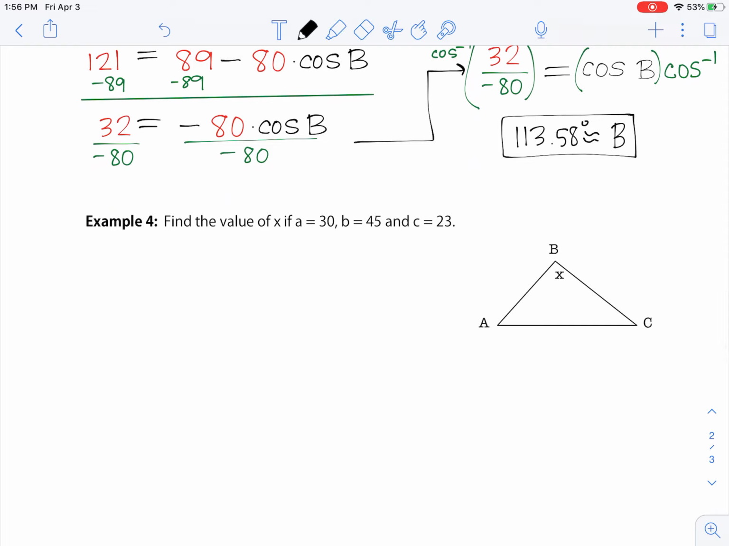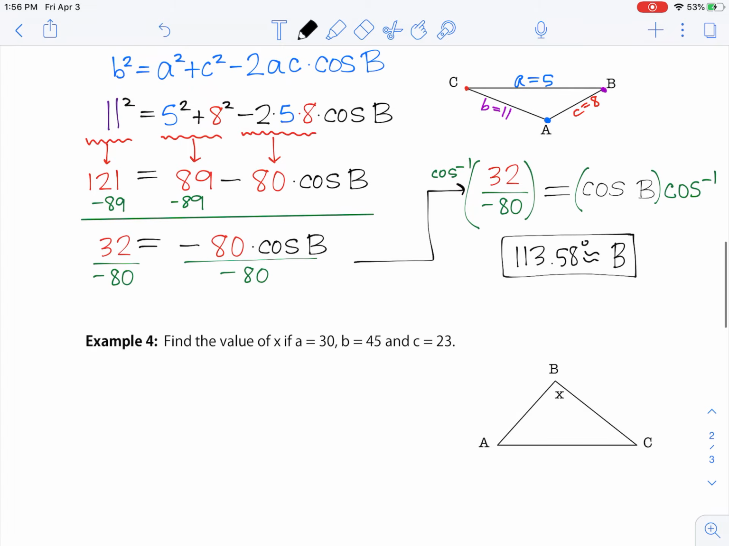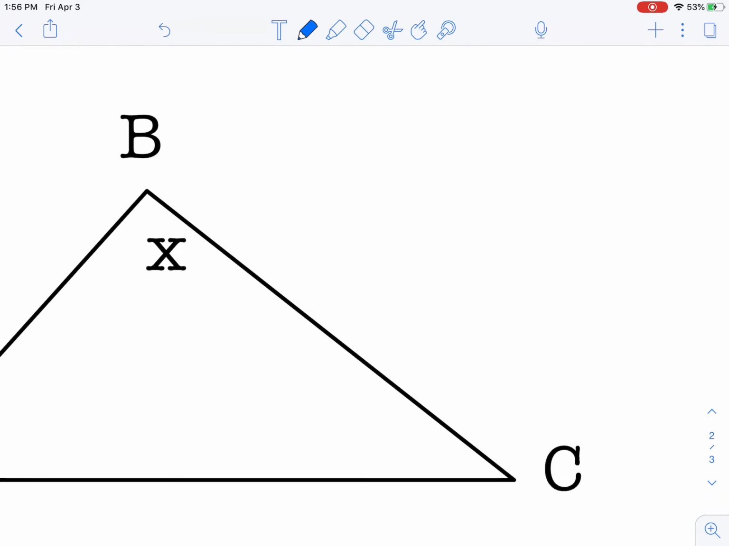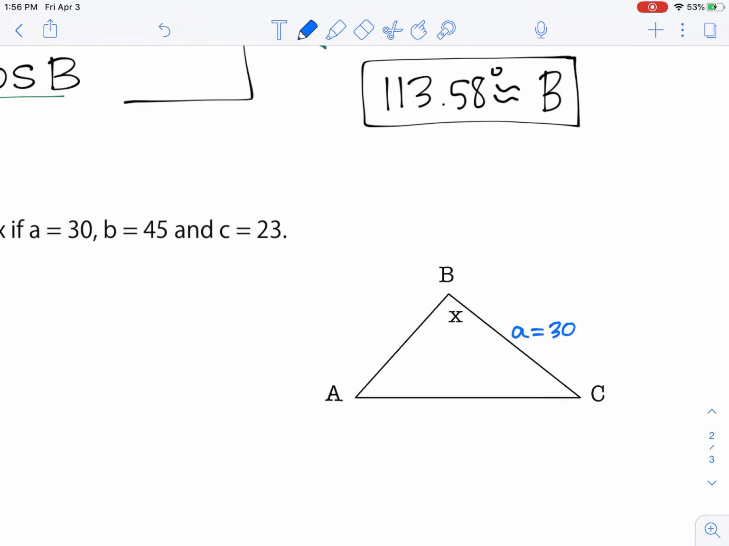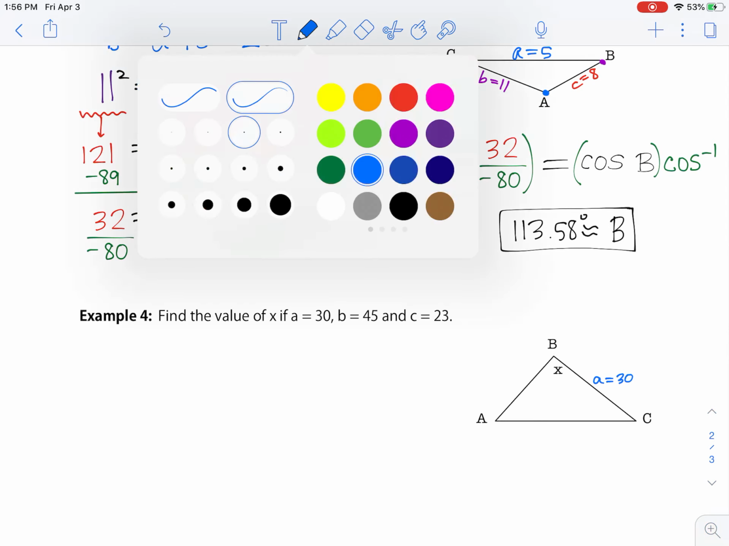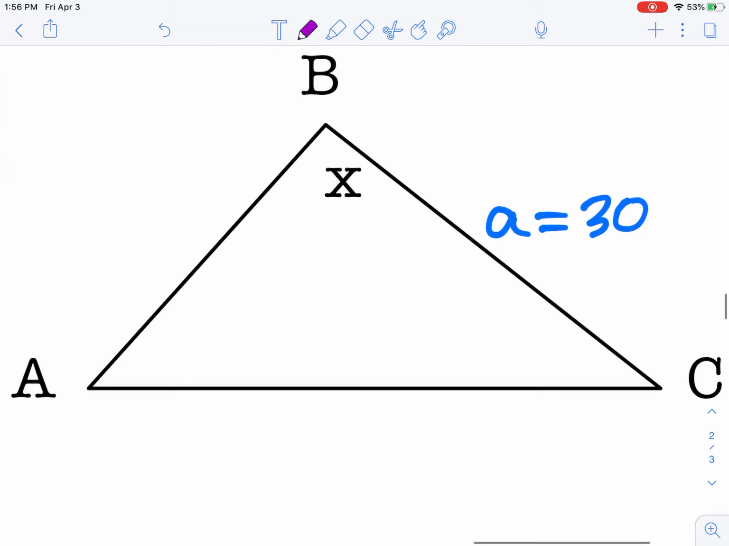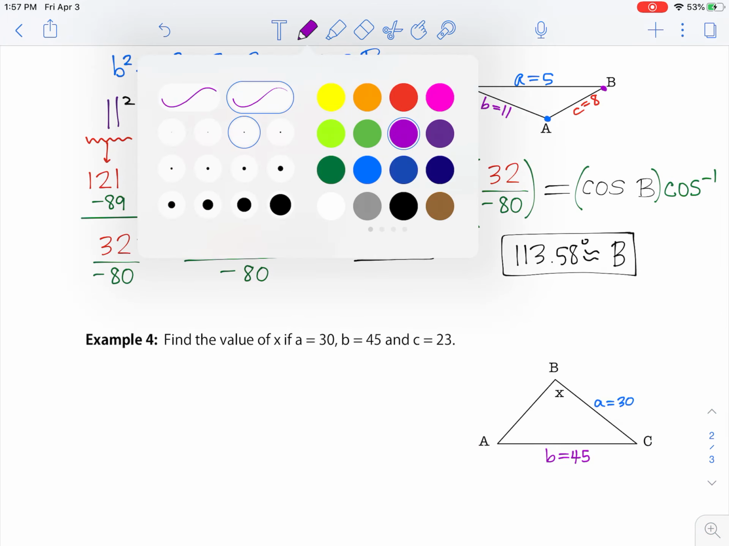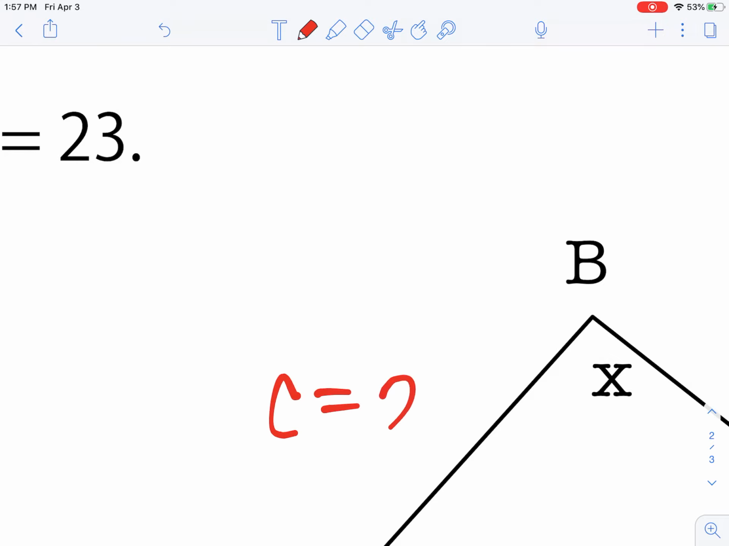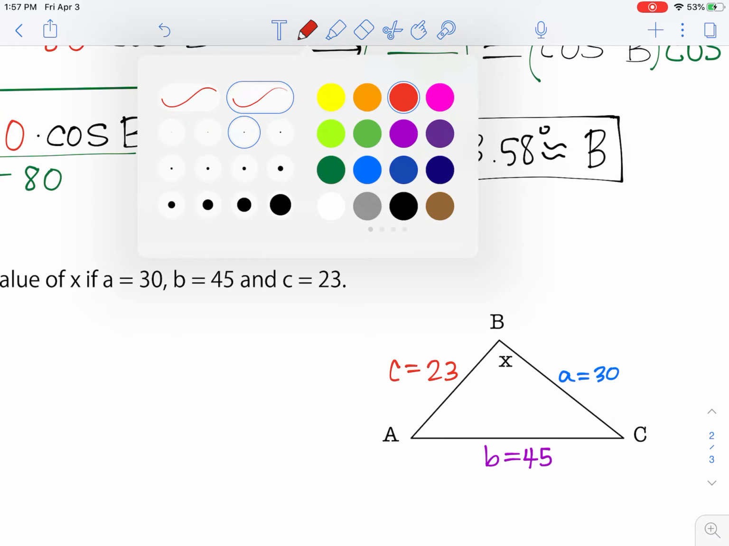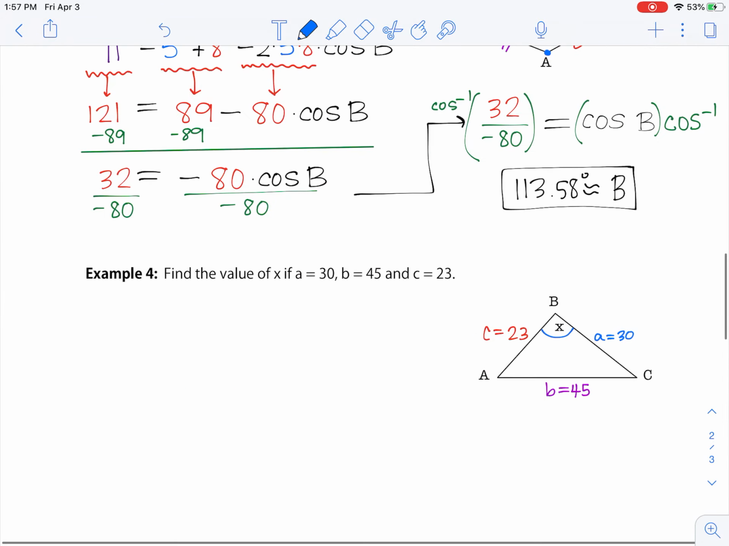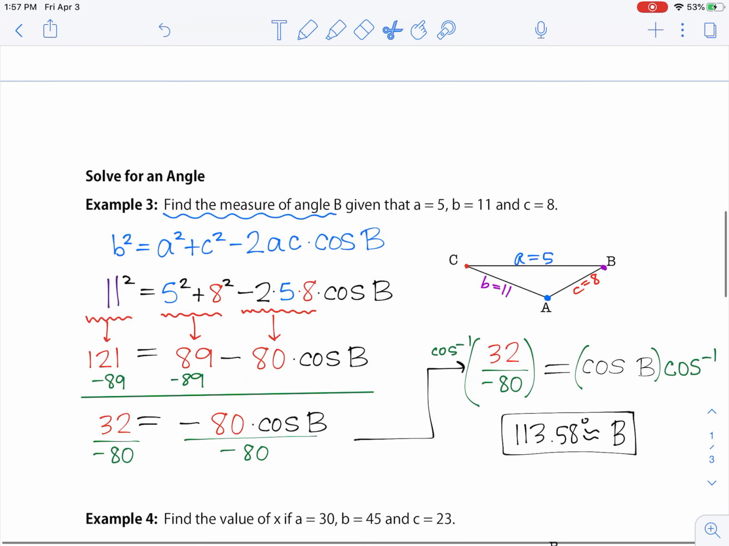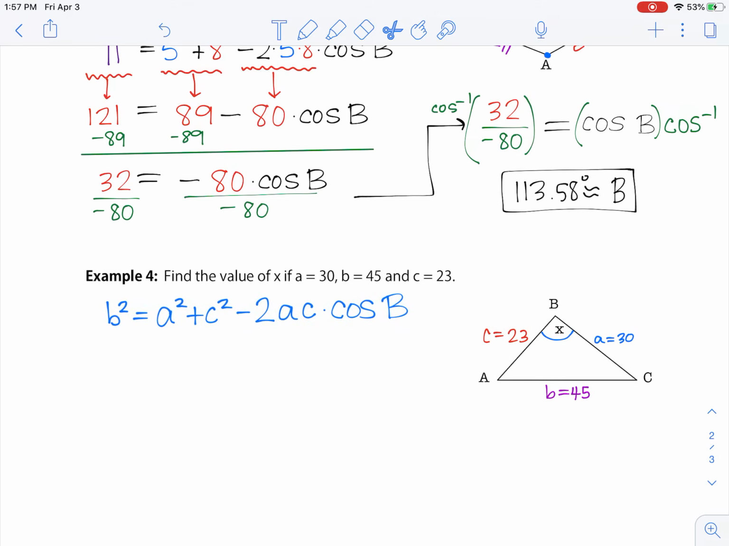In this particular one, they've marked where they would like you to find the missing value. Sometimes it's marked that way, sometimes they just give you the vertex. But I'm going to go ahead and label my sides. So A is 30, which is over here. Side B is 45, which is located here. Side C is 23, which is located here. Again, since we're finding side B, sorry for using the same one this whole time, we're going to use that same version of our law of cosines to start our substitution step.